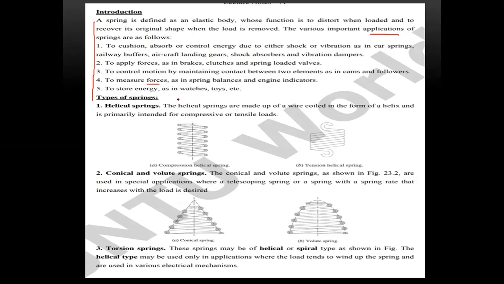Coming to the types of springs, helical springs. Helical springs are made up of wire coiled in the form of a helix, primarily intended for compressive or tensile loads. So this is compressive, this is tension. When it is compressed, it compresses like this. So we apply a pressure from here and a pressure from here to compress it. Tension means we attach a link here and pull this way, attach a link here and pull upward.